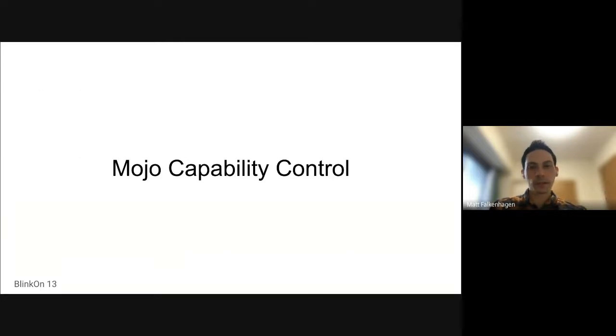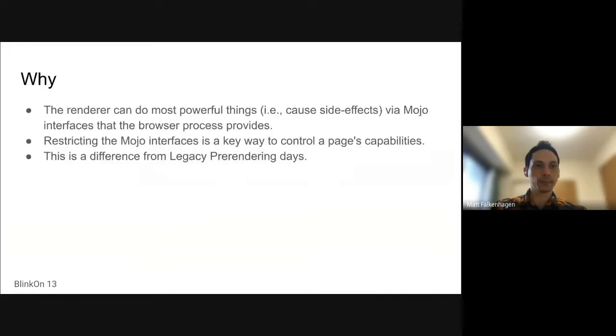So we talked about restricting APIs and capabilities of a pre-rendered page, and this will go into more detail about how we're going to do that. One observation is that most of the powerful things a page can do, it can do via Mojo interfaces that it gets from the browser process. And what we think that means is if we restrict the Mojo interfaces that we give to a page, it's a key way to control that page's capabilities.